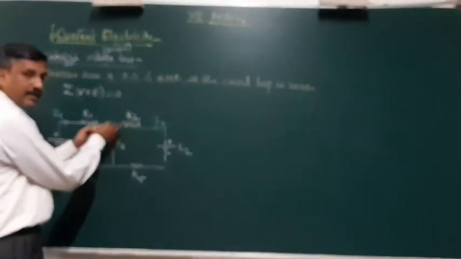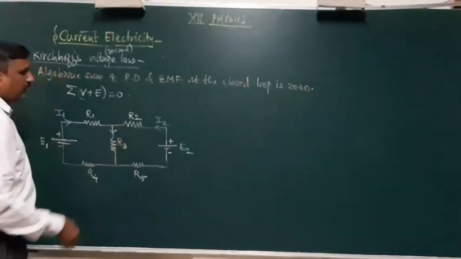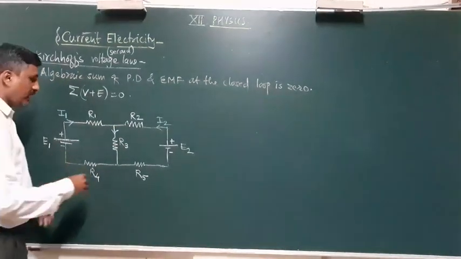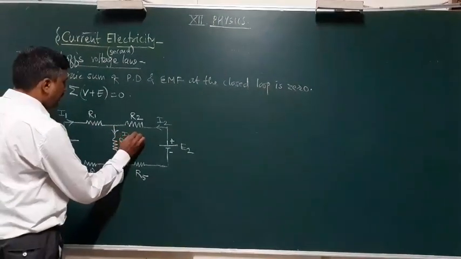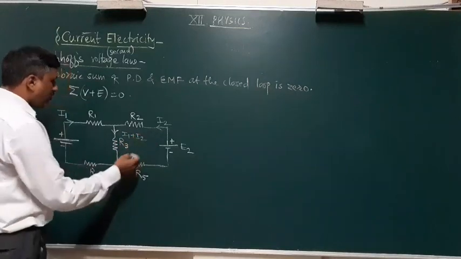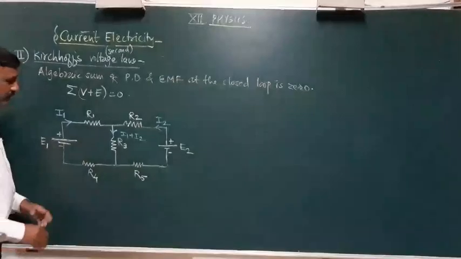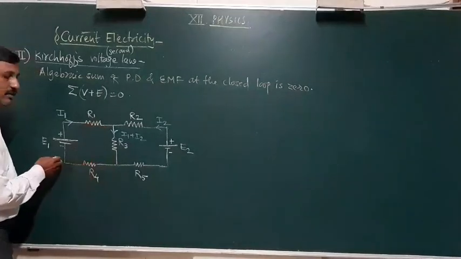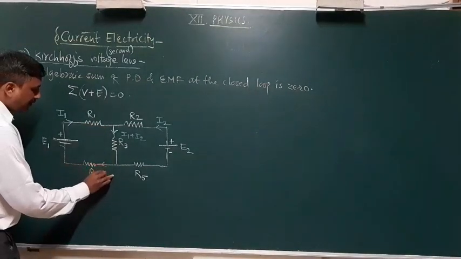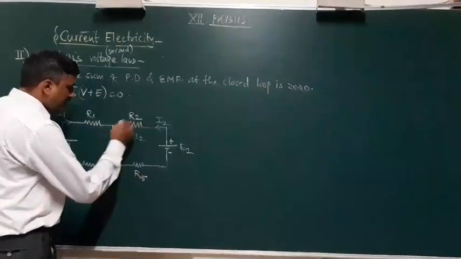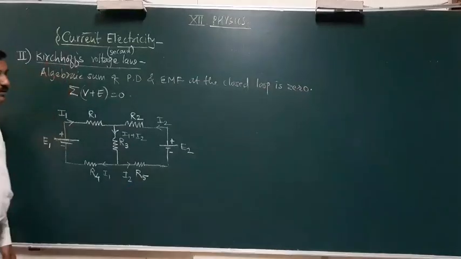From this, I2 amount of current is flowing. Both the currents meet at this point, and from this point how much current is flowing? It will be very simple. I1 plus I2 amount of current is flowing. Okay. Now again this I1 moves to this side, and this I2 moves to this side. Are you getting the simple diagram? This is a very simple diagram.